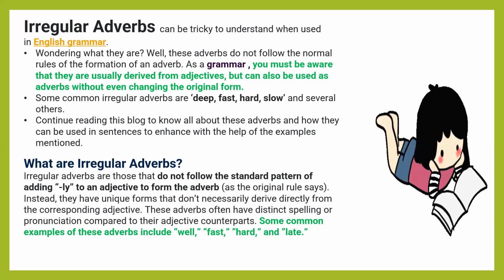So irregular adverbs are usually derived from adjectives, but can also be used as adverbs without changing the original word form. Some common irregular adverbs, which we have seen in the previous slide and are also given here: deep, fast, hard, slow, and several others, which are usually derived from adjectives and can be used as adverbs without changing the original form.